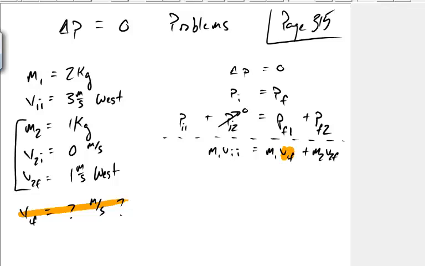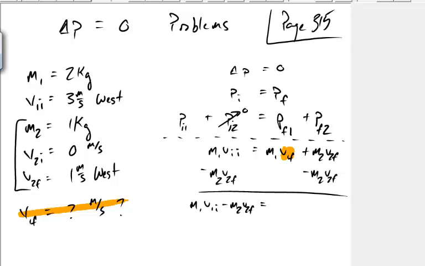My goal is to solve for that, and by highlighting what I don't know, I can easily subtract away M2 V2F, and I'm left with something that looks like this. If I want to isolate V1F, then I just have to divide the mass M1 away. And so I rewrite that.